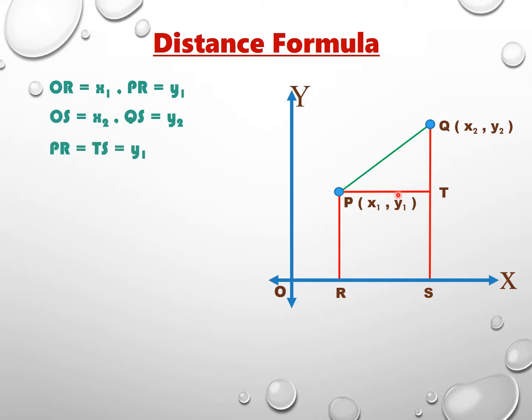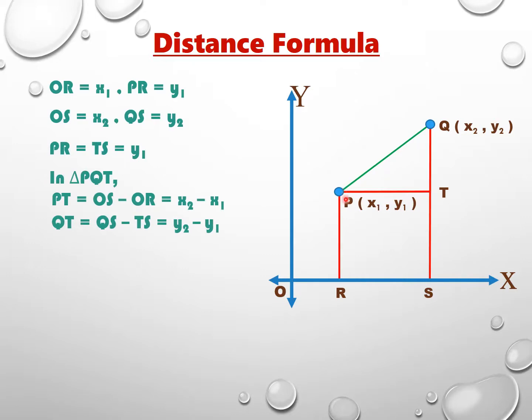Since PT is perpendicular to QS, we can say that PR and TS are equal. Hence, the length of TS is also y1. We can see from the diagram, since angle PTQ is a 90-degree angle, triangle PQT is a right angle triangle. If we can find out the length of PT and QT, then clearly we can find out the length of PQ using the Pythagoras theorem.